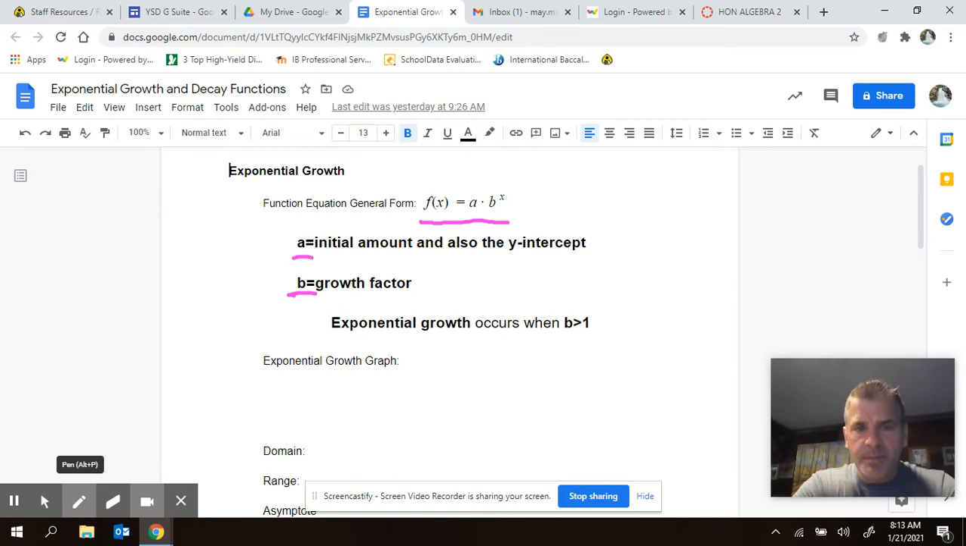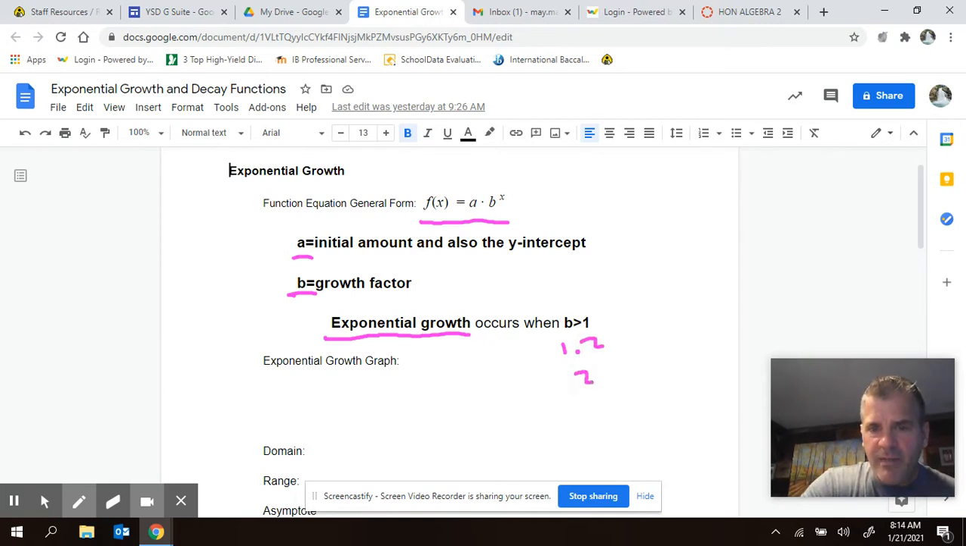Now, it's very important to understand that actual growth occurs when our b value is greater than 1. So anything that's greater than 1, like 1.3, 2 for doubling, or 3 for tripling. All these values are greater than 1, and it's going to create a graph that shows growth. It's going to create a situation that models growth.